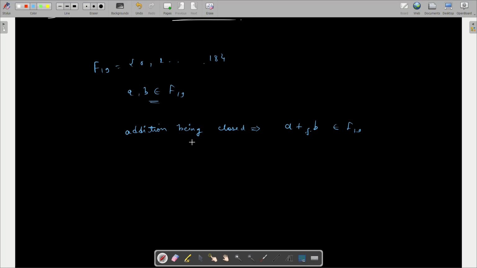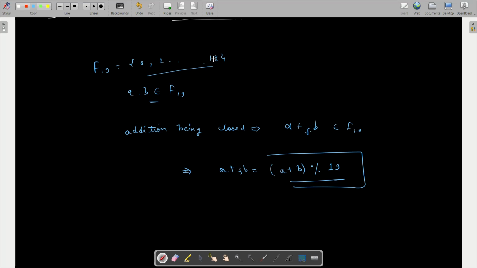When you talk about modular things and finite fields, we can say that a plus f b is going to be a plus b, whatever a plus b will be, and I'll just take it modulo 19, or the order. Each and every answer that I'm going to get is always going to be less than this 19 value, and it's always going to be a part of this finite set, right?